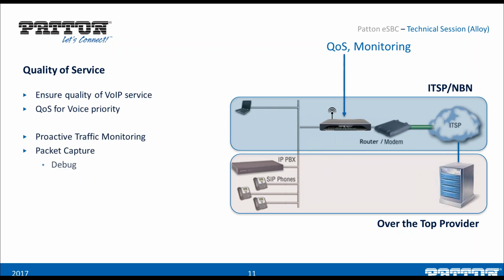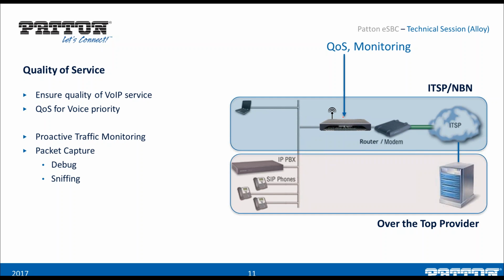Okay, now what it does is it will ensure the quality of voice over IP service. It will provide quality of service for voice priority. So when data traffic comes in, or when the voice over IP traffic comes in, it would provide priority to the voice traffic to go through first, and the data traffic will be given a lesser priority over the voice traffic. Now, this device can do proactive traffic monitoring. It can sense what is coming in, what is going out. You can do a packet capture. You can do debugging. You can do sniffing of the traffic, and then how is this all done.